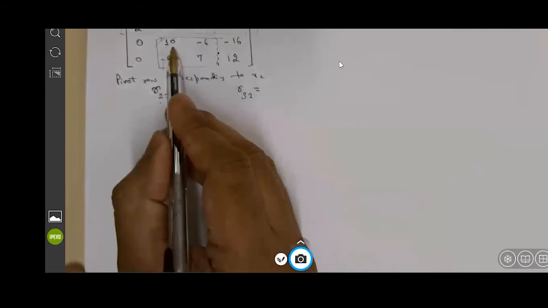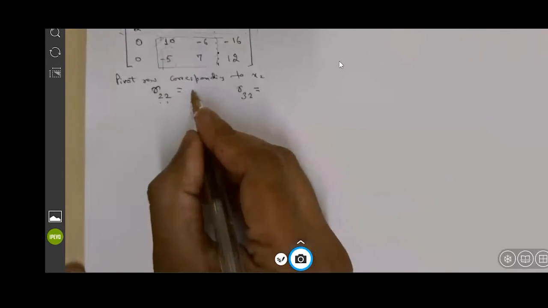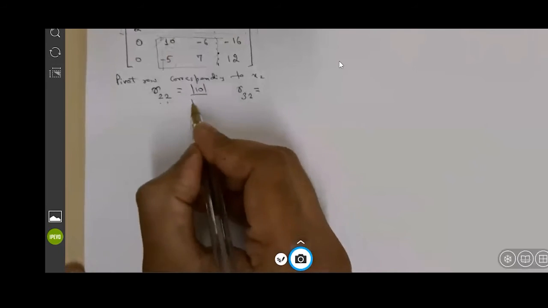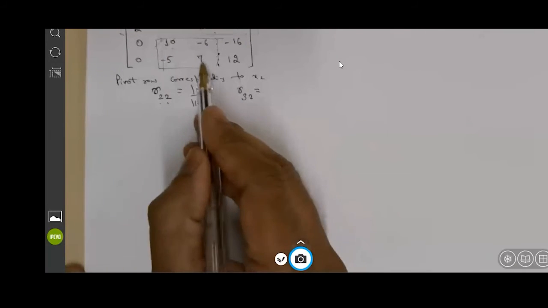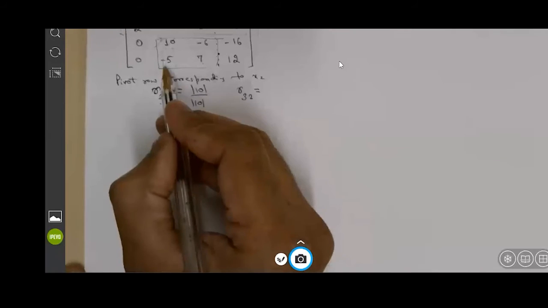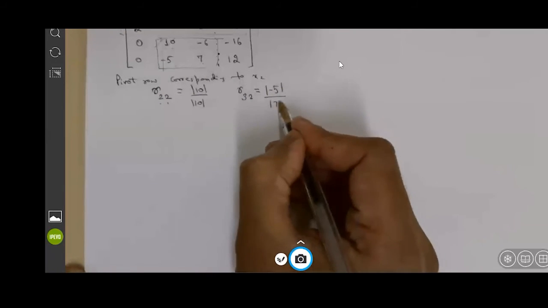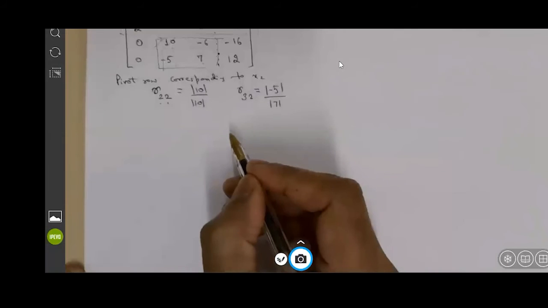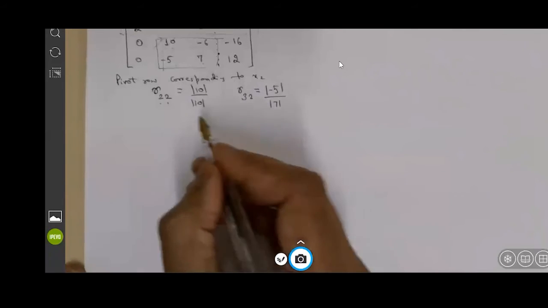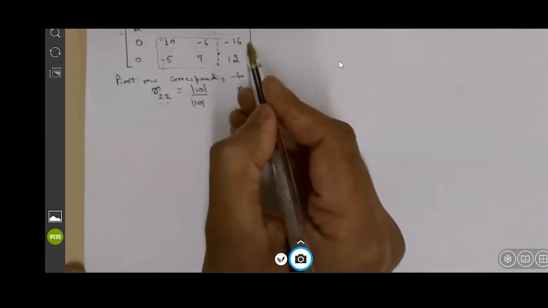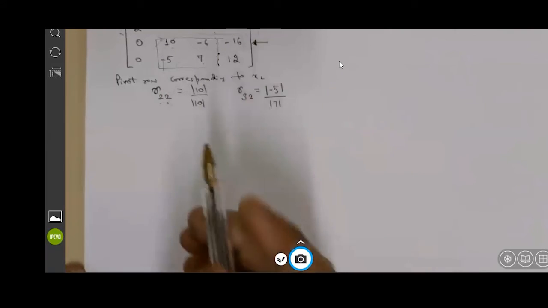In this row, which one is the maximum absolute value? 10, right? And corresponding to x2, I have 10 as well. So I am going to divide that by the same number. Similarly here, the maximum value is 7 and corresponding to x2 it is -5. So I'm taking the ratio as -5 by 7. Which one is greater? R22. So the pivot row is the same as the second row. I don't need to interchange with the third. It will remain as it is.